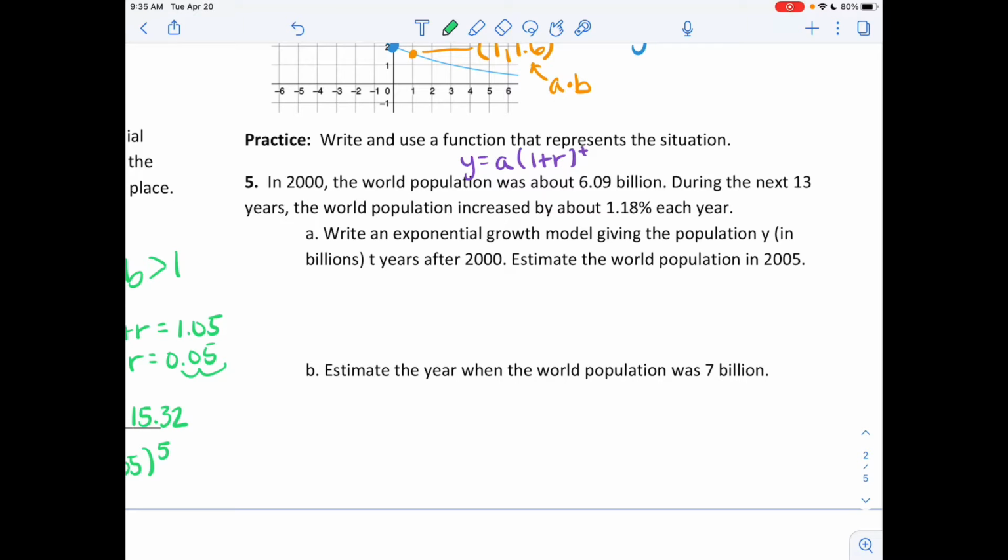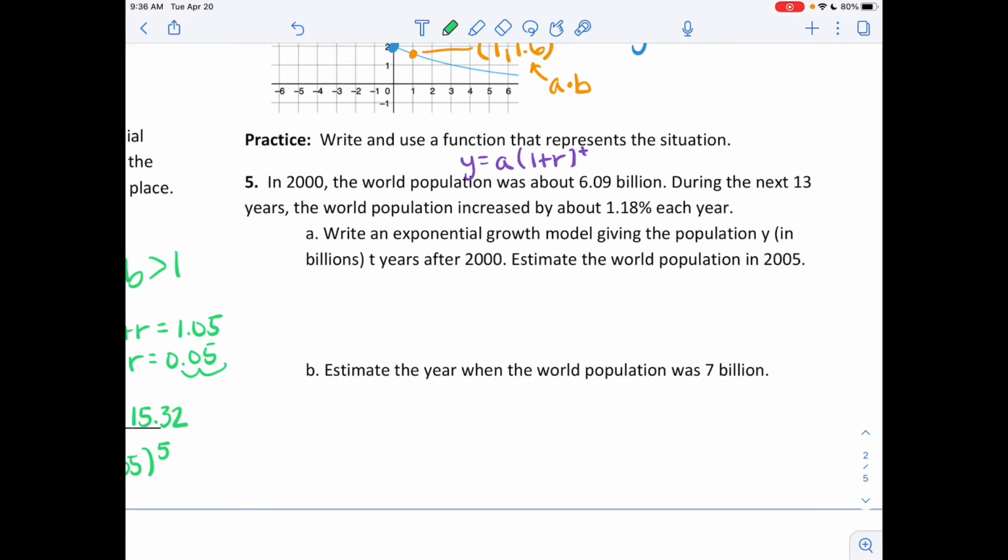Now let's go ahead and do some real-world examples. Exponential functions occur a lot in real-world situations, including population growth. So this says in 2000, the world population was about 6.09 billion, and during the next 13 years, the world population increased by about 1.18% each year.